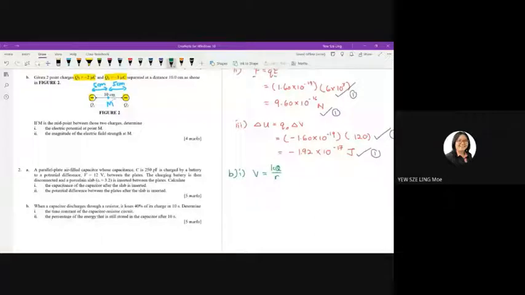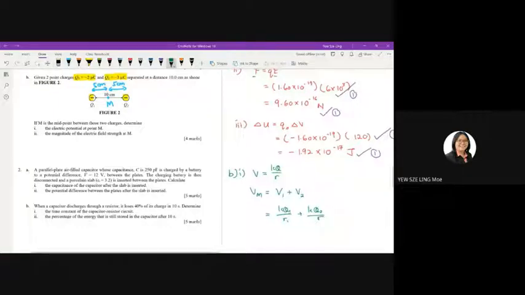It means total potential, you need to add them up. So if you just calculate one potential, then that means you are wrong. So V total, V at point M, is equal to V from charge 1 plus V from charge 2, which is equal to kQ1 over r1 plus kQ2 over r2.